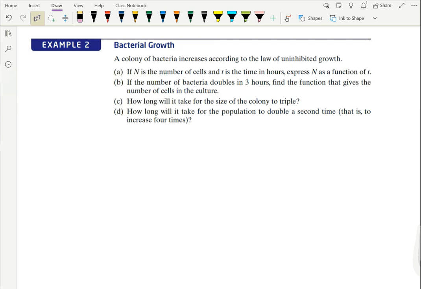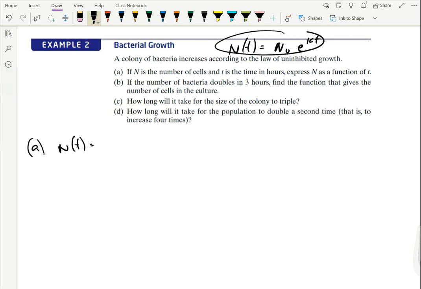So a colony of bacteria increases according to the law of uninhibited growth. So let's see, we can say again, N of t equals N sub 0 times e to the kt. So letter A. If N is the number of cells and t is the time in hours, express N as a function of t. Well, what I just did up here at the top, that is letter A. Because I knew it was bacterial growth, I just wrote down, well, hey, if bacterial growth is going to follow this formula, letter A asks us, well, what is the formula?